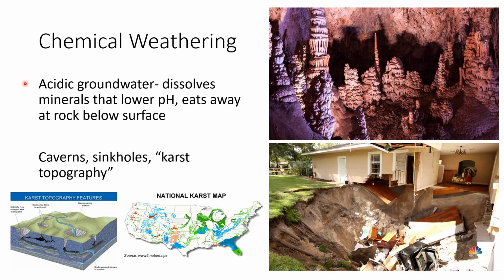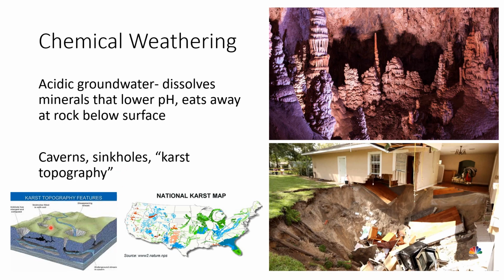So kind of similar to acid rain is acidic groundwater. This is not usually caused by pollution. It can be if you've got like acid mine drainage or something like that, but acidic groundwater can form when you've got minerals in the ground, in the soil that mix with the groundwater and lower its pH, and then that acidic groundwater eats away at rock below the surface, and you get what's called karst topography, which is areas characterized by lots of caverns and sinkholes.